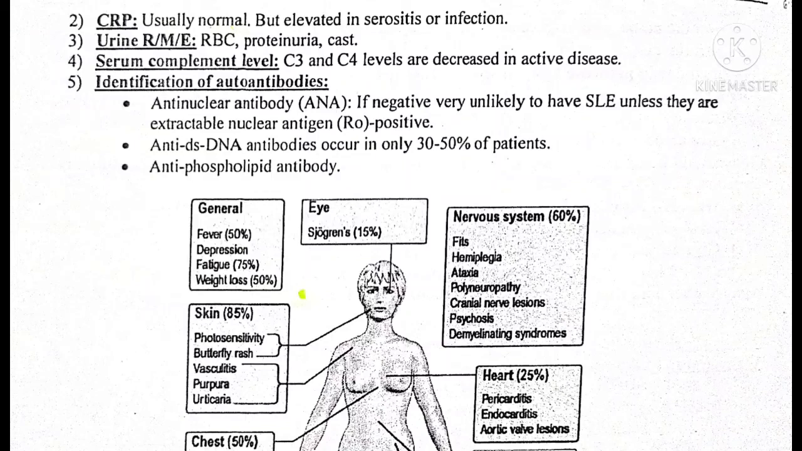Autoantibodies such as anti-nuclear antibody is found. If it is negative, then it is very unlikely to have SLE unless their extractable nuclear antigens are positive. Anti-double strand DNA antibodies occur in only 30 to 50% of patients. Anti-phospholipid antibody may also be found.